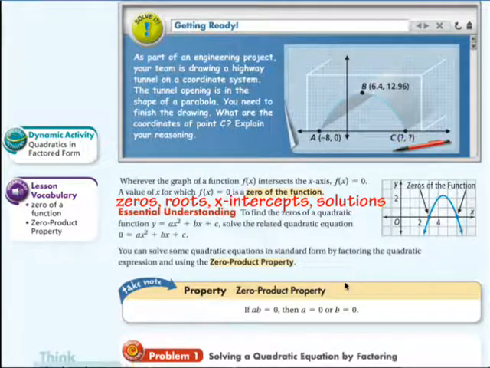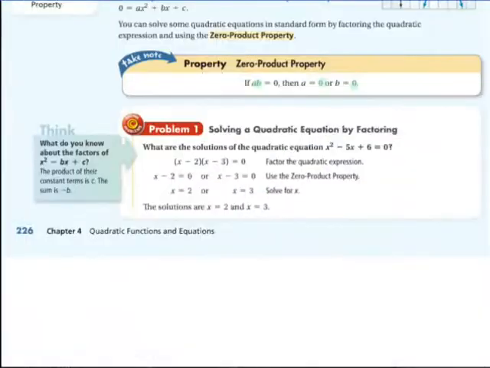The zero product property is something that you may not realize it, but we use it when we're solving by factoring, and that is the understanding that anything times 0 is 0. So if I tell you that a times b equals 0, then either a is 0 or b is 0. We don't know which one. Okay, so we have to account for both. All right. So let's take a look.